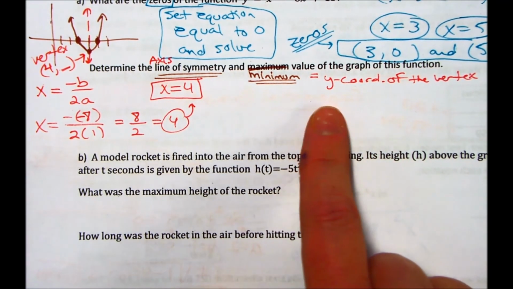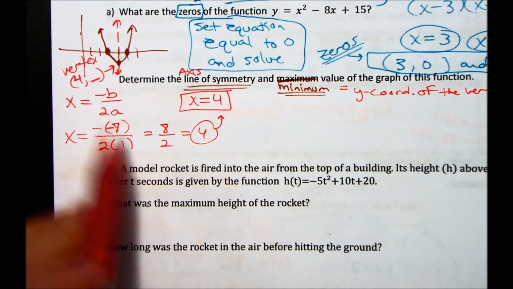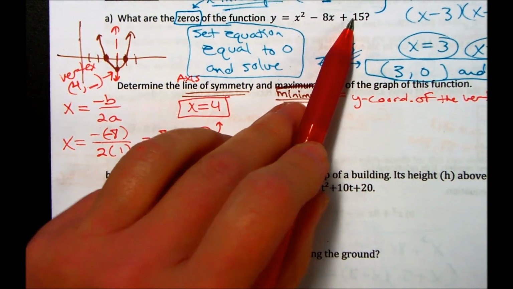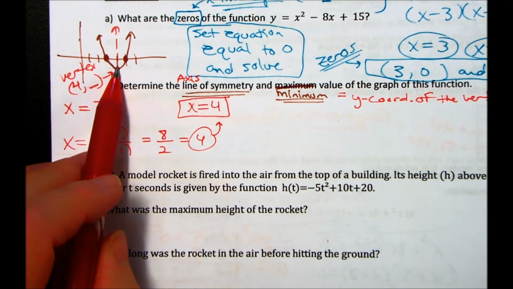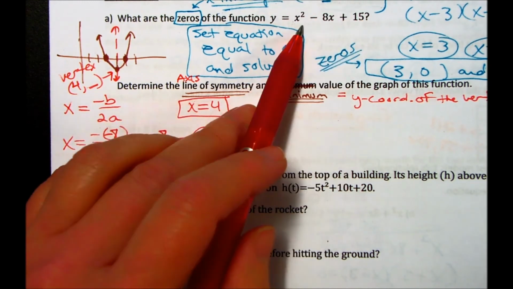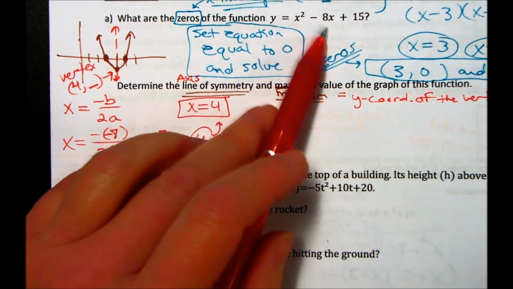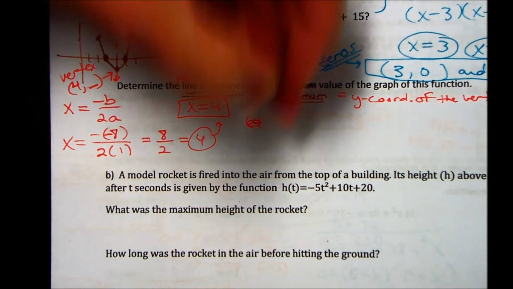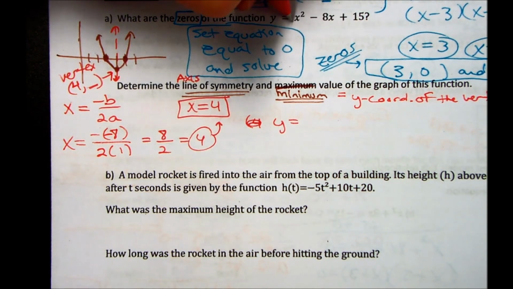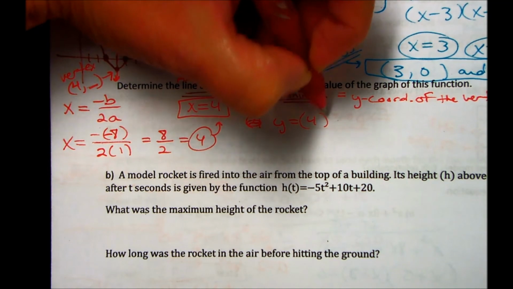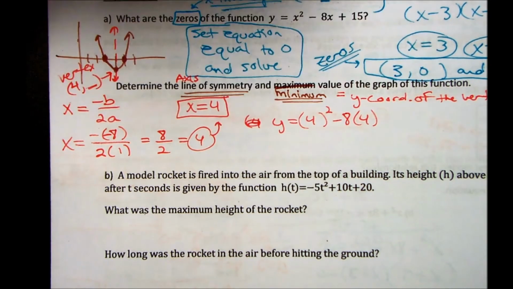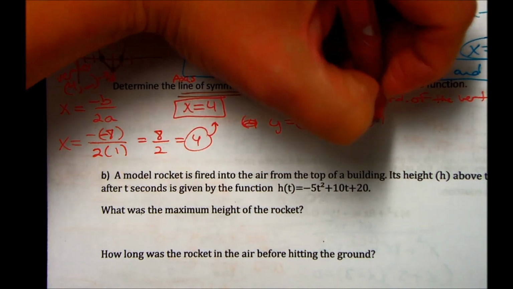So in order to find the y-coordinate of the vertex, simply substitute the 4 into your equation, or if you can figure it out on the graph, it's actually going to be negative 1. But if you're not sure, plug 4 into your equation. So my equation says y equals x squared, so I'm going to put 4 in the place of x and square it, minus 8 times 4 plus 15.